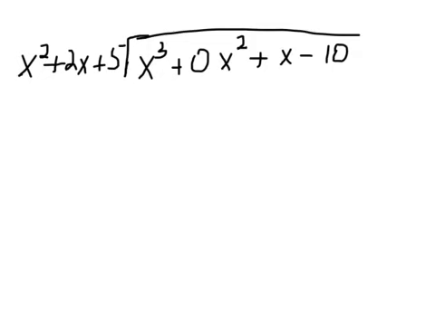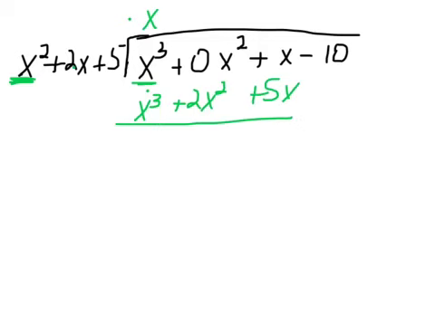Okay, so here we go. I'm going to switch colors every time I get a new result. X squared goes into x cubed x times. Remember, you're only dividing the first term here by the first term over here. But then you multiply it by everything. So x times x squared is x cubed. X times 2x is 2x squared, and x times 5 is 5x. Okay, but we got to subtract all that.